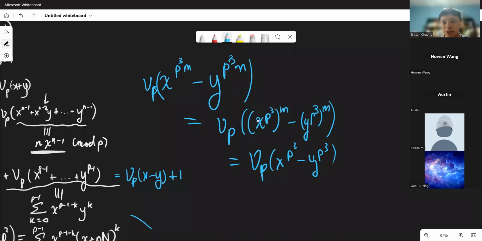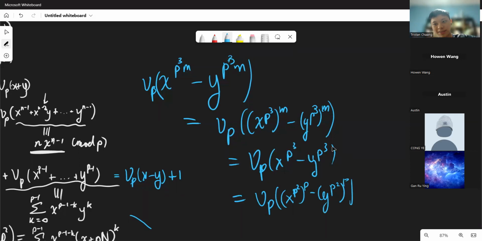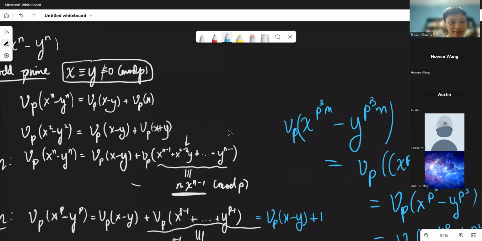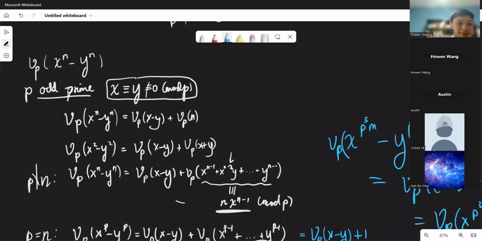Now we have a multiple of p. We just have to reuse the second case. So we just look at this as x p squared to the power of p minus y p squared to the power of p. And by the second case, we know that we can remove the power of p, add 1 at the back, and each time we do it, the powers of p get smaller and smaller, and then we keep adding 1s at the back. So in the end, we can just conclude that it's equal to this.